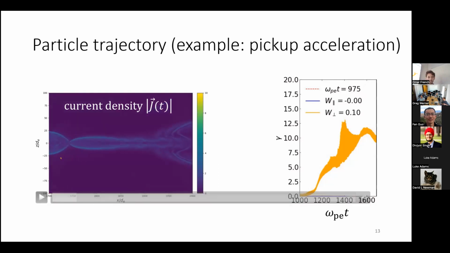Sorry, what is the orange shaded region on the right again? I'm a little lost in that. Yes, so this is the integral of the particle velocity dotted with the electric field perpendicular to the local magnetic field. So this is basically a cumulative quantity which represents the cumulative work done to the particle by perpendicular electric fields, defined as a time integral.